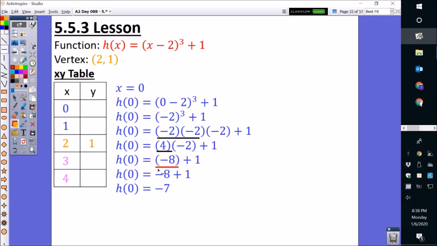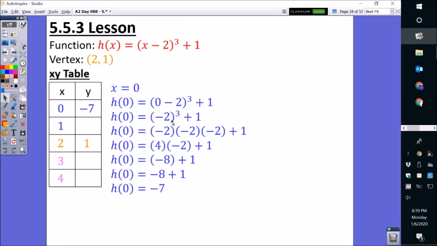Now, I still kept it in parentheses in case you have something to distribute outside. So make sure you are very careful if you have a number or a negative sign. Since I don't have anything to distribute, I will let go of the parentheses, bring down the minus 8, and then bring down the plus 1. So now we have negative 8 plus 1, which is negative 7. So this is going to be our y value for x equal to 0.